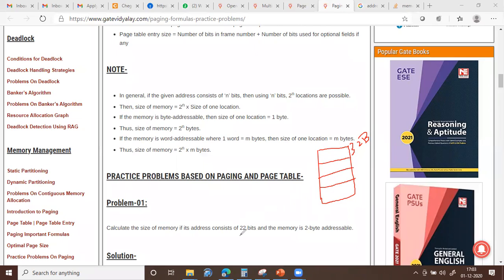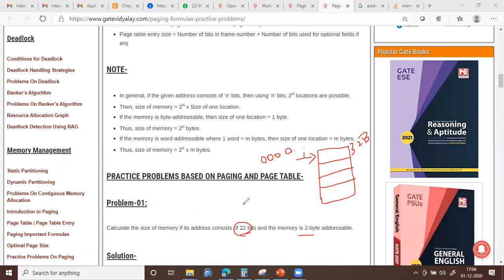And the address of 22 bits means each location is represented using 22 bits. For example, the first location will be represented using 22 zeros. The second location will also be 22 bits, 0 0 0, and the last one will be 1. So there are totally 22 bits used. And the memory is 2-byte addressable, that is, each location is 2 bytes.